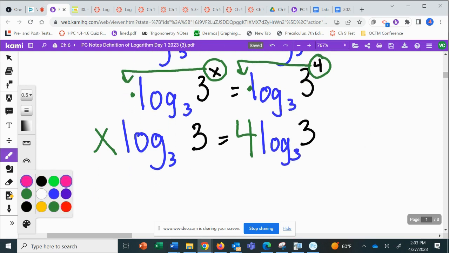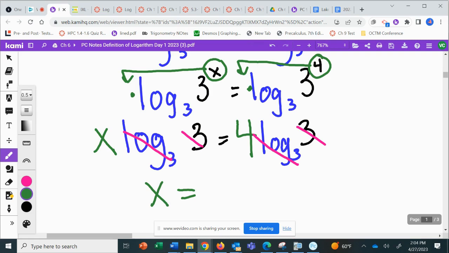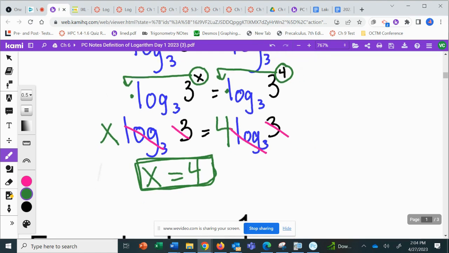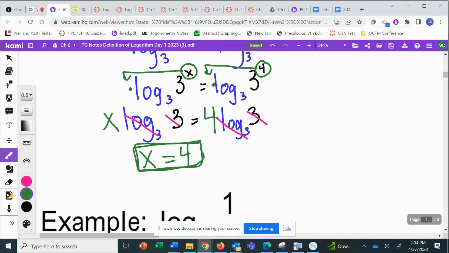And then log base 3 and 3 are inverses. So they undo each other. It actually equals 1. And so really what I have here is x times 1 equals 4 times 1, so x equals 4. Coincidental that it's the same answer as the question before it. But you saw we used a different base for that one, all right?